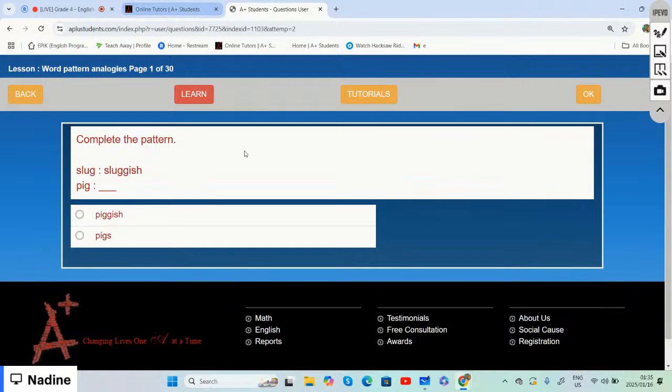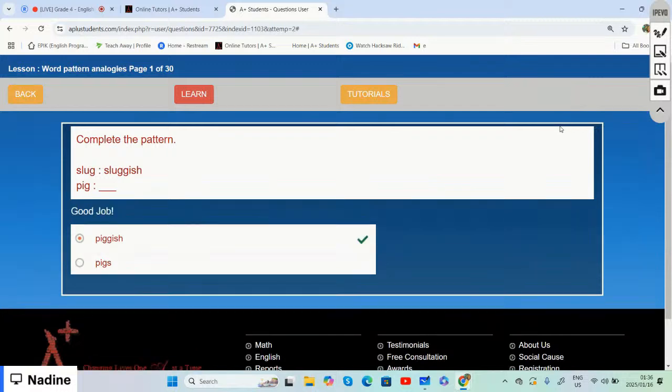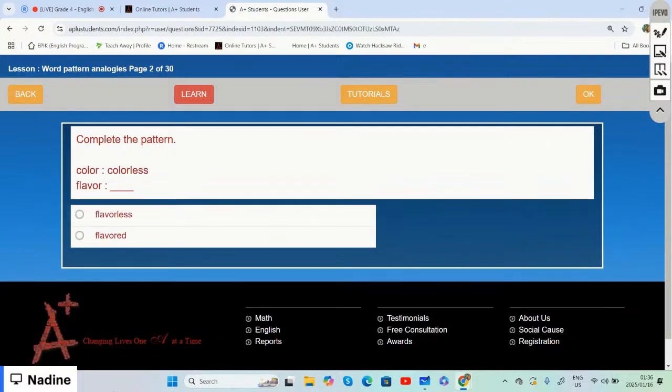Remember, we need to follow a pattern, right? And when we follow a pattern, let's say, for example, the first one added ish to the word, then it means that we need to also add ish to the other word. And if we were to select the complete pattern, then piggish is our correct word. Piggish. Because sluggish, piggish.